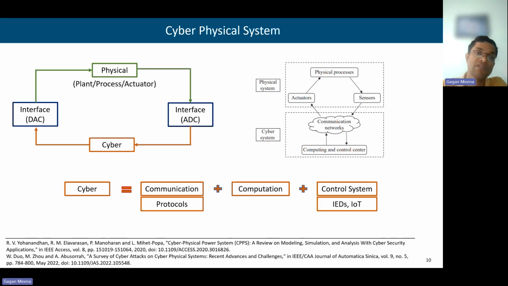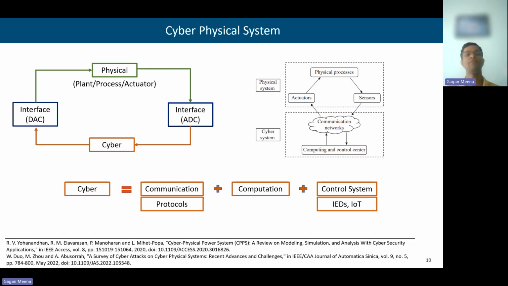And this cyber system interfaces with the physical system very easily. So there are two layers, one is the cyber layer, one is the physical layer, and there is another layer, which we can call the communication layer, in between the two, which is responsible for the two-way flow of information between the cyber and physical layers.